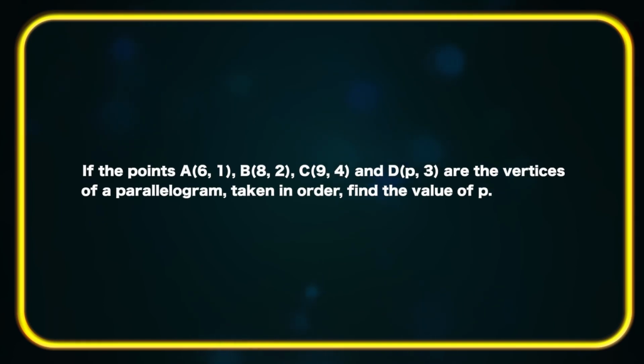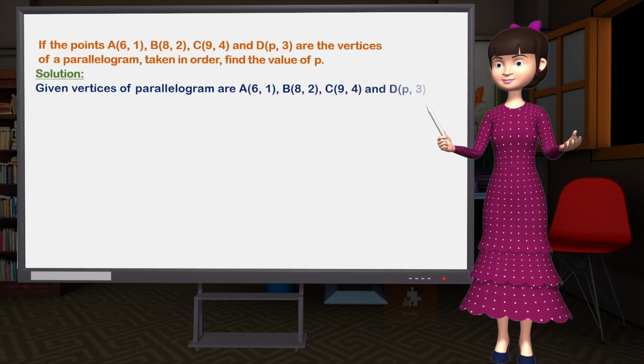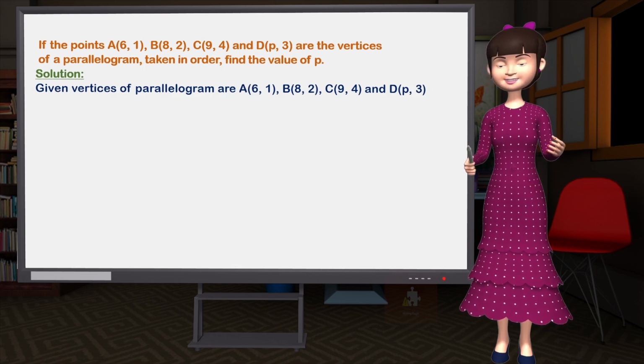If the points A that is (6, 1), B that is (8, 2), C that is (9, 4) and D that is (P, 3) are the vertices of a parallelogram taken in order, find the value of P. Given vertices of a parallelogram are A which is (6, 1), B which is (8, 2), C which is (9, 4) and D which is (P, 3).